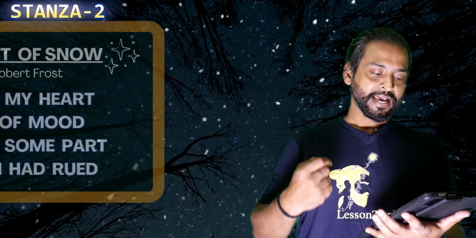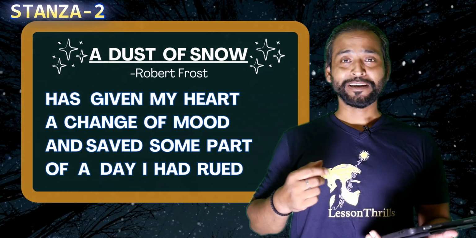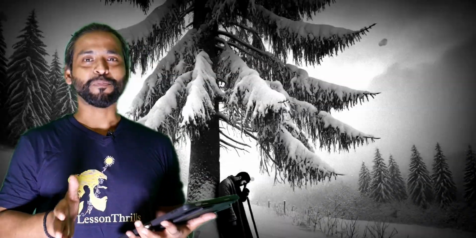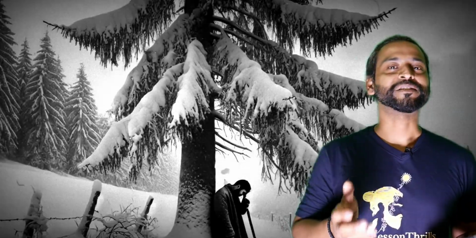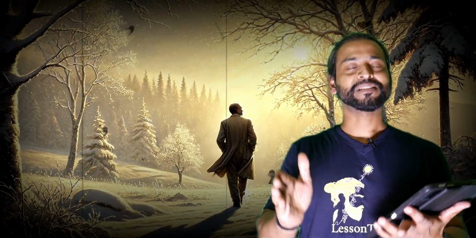Now the second stanza: has given my heart a change of mood and saved some part of a day I had ruined. The poet had ruined his first part of the day and he was very depressed regarding that fact. But when this incident happened, when the crow came and shook the branch, some dust of snow fell onto his body. He started to feel the sensation and his mood changed from sadness to happiness. Now he was more happy because the rest of his day was not ruined. That was his achievement through this incident. So we can see a small incident changed the poet's mood.